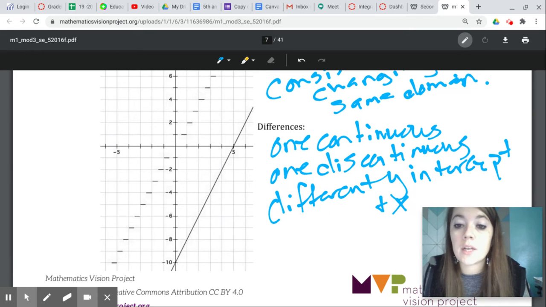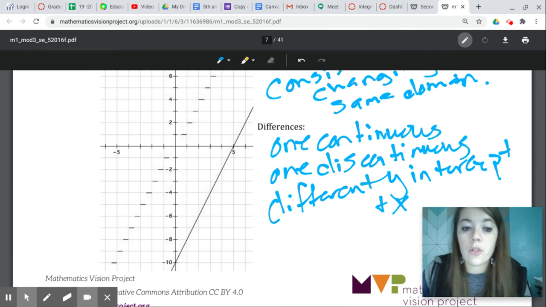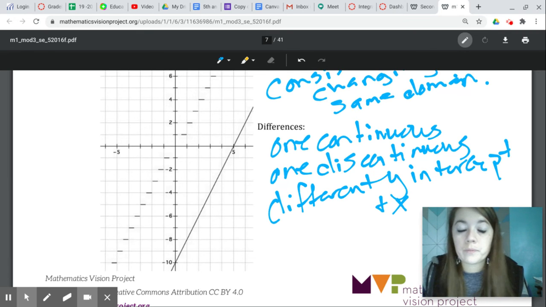One's continuous, one is discontinuous. They are both increasing. They are both more of an arithmetic function. So rather than geometric exponential, they have that same consistency. If we connected all these little dashes, we would have a solid line. So it wouldn't be a curve. So keeping that in mind, for number 12, make sure, look at what's the same, what's different, and explain that out, okay?